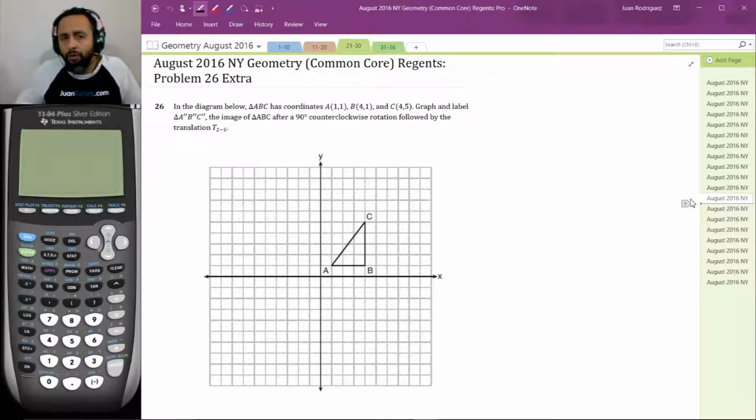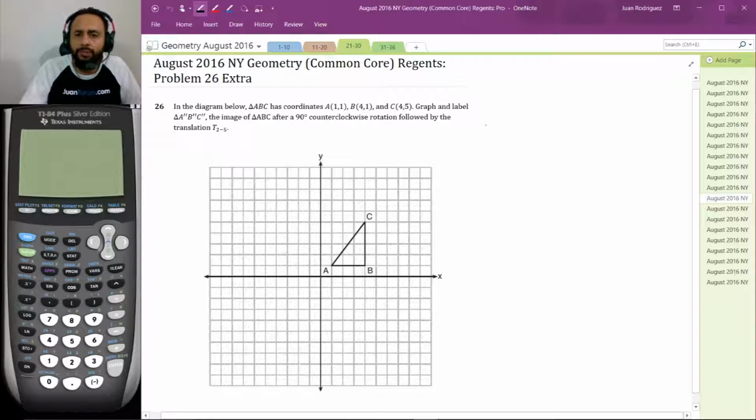In the diagram below, it's the same triangle ABC, with coordinates A(1,1), B(4,1), and C(4,5). Graph and label triangle A double prime, B double prime, C double prime, the image of ABC after a 90-degree counterclockwise rotation, followed by the translation (2, -5).